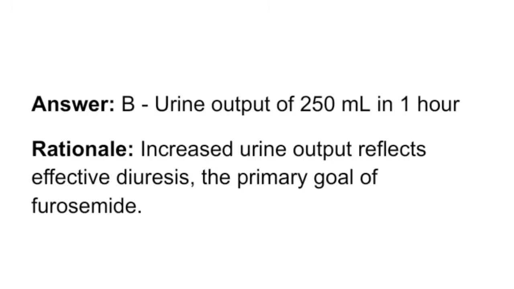Answer. B. Urine output of 250 milliliters in 1 hour. Rationale. Increased urine output reflects effective diuresis, the primary goal of furosemide.